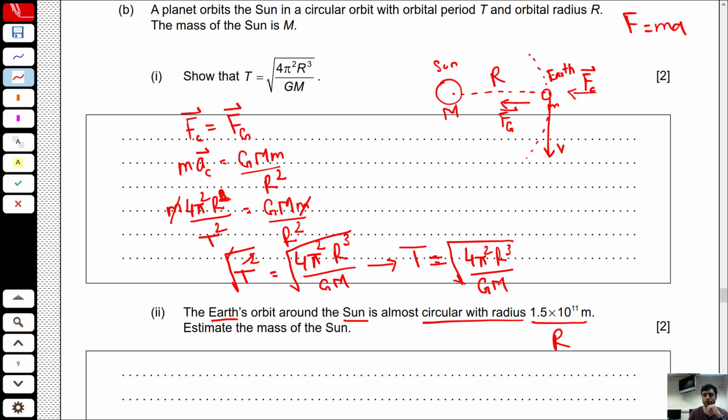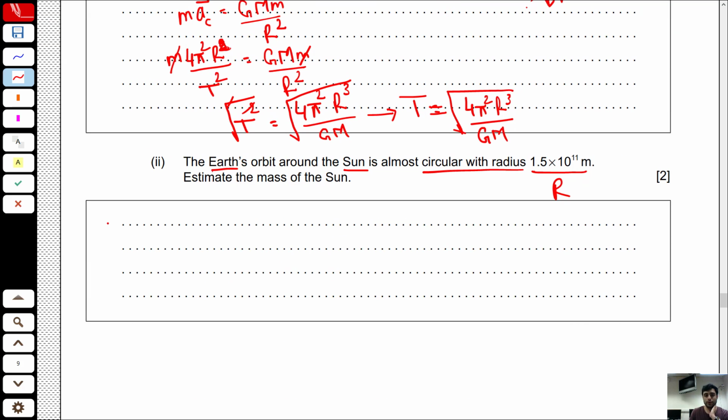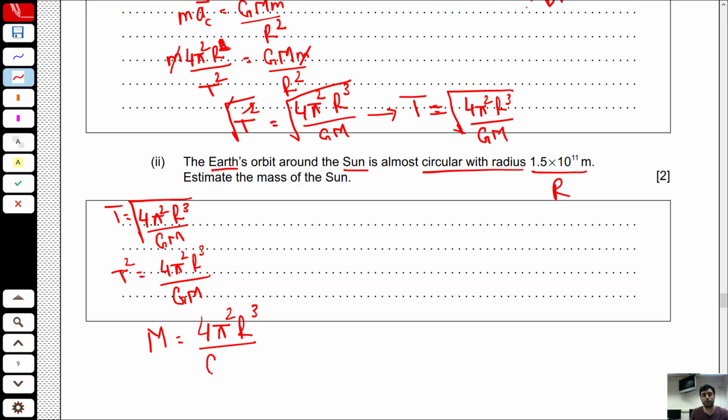We already have this equation. Since we are interested in finding capital M, we need to make capital M the subject first. So let's just copy this equation as it is. T equals the square root of 4 pi squared r cubed divided by capital GM. Take the square on both sides, we have T squared equals 4 pi squared r cubed over GM. When you take the square on both sides, the square root just cancels out. Then make capital M the subject. So capital M equals 4 pi squared r cubed divided by G T squared.